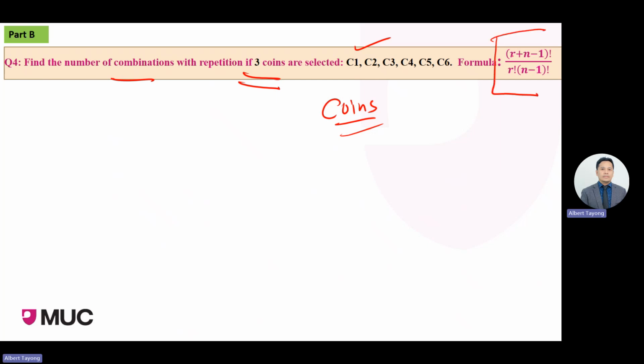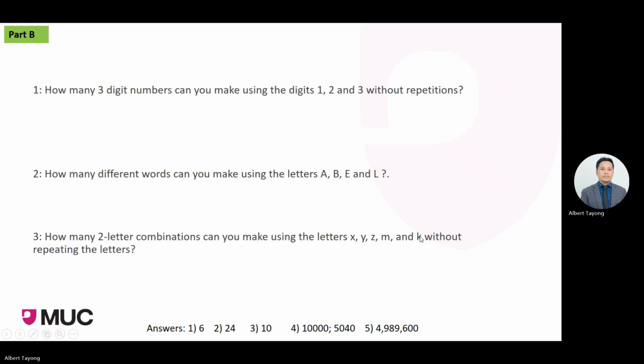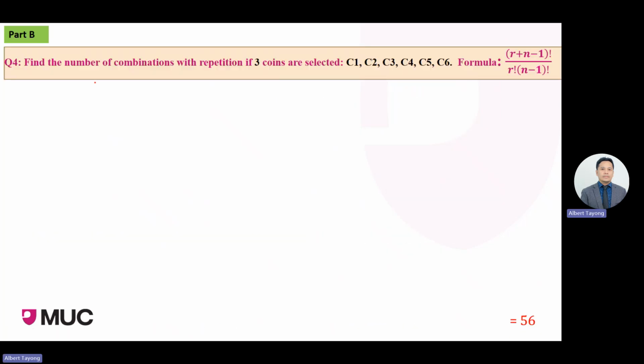The formula is the quantity R plus n minus 1 factorial over R factorial times the quantity n minus 1 factorial. First, you count how many coins. There are 6 coins there. Okay, so let me just answer that. And our R here is 3. 3 coins are selected, so we choose 3. So N is 6, 1, 2, 3, 4, 5, 6.